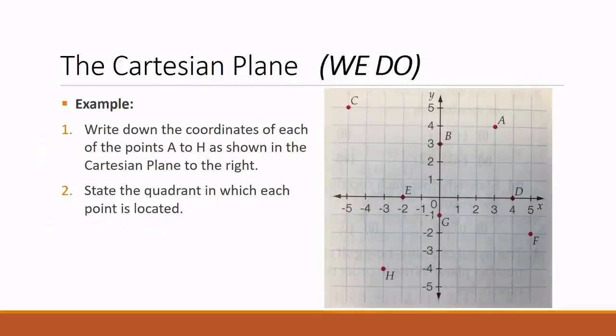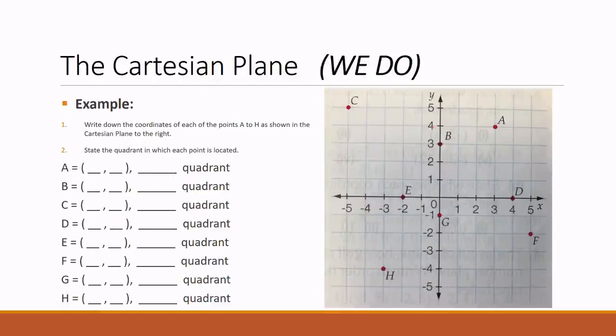Okay, let's try one together now. Now this time I'm not actually going to get you to plot the points. I've already plotted them for you, and you can see here over in my diagram, I've got 8 points, I think it is, A to H. And what I'd like you to do is see if you can identify and label the coordinates according to their position and also state the quadrant in which they are located.